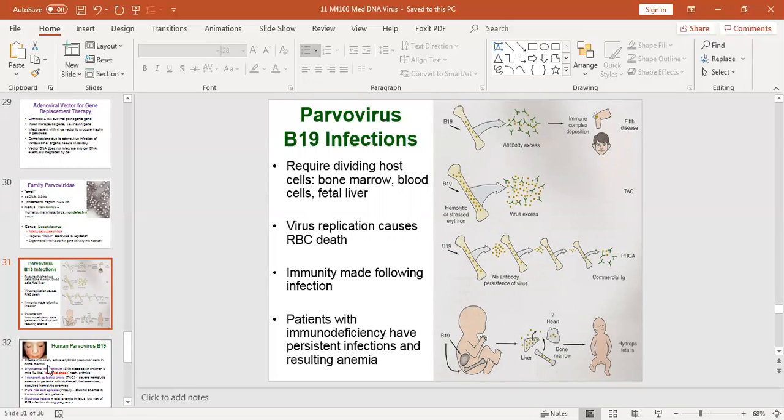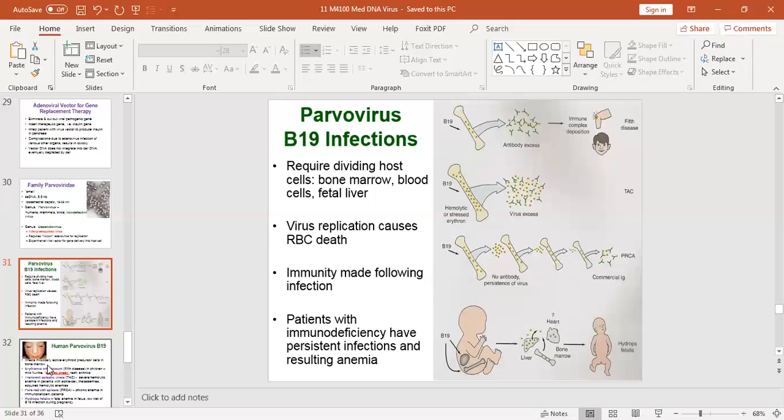Virus replication causes the death of red blood cells. So even without telling you anything about the signs and symptoms or different types of the diseases that it causes, as long as you know it causes the death of the red blood cell, you can say, okay, red blood cell participates in oxygen delivery and basically providing nutrients to the tissues.